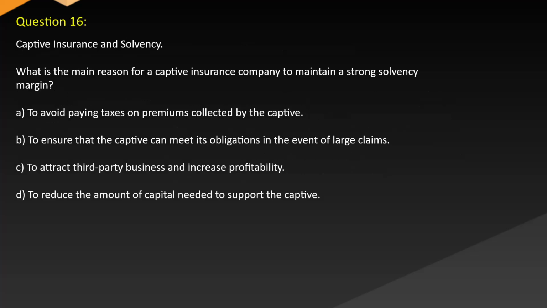Question 16. Captive insurance and solvency. What is the main reason for a captive insurance company to maintain a strong solvency margin? A. To avoid paying taxes on premiums collected by the captive. B. To ensure that the captive can meet its obligations in the event of large claims. C. To attract third-party business and increase profitability. D. To reduce the amount of capital needed to support the captive.